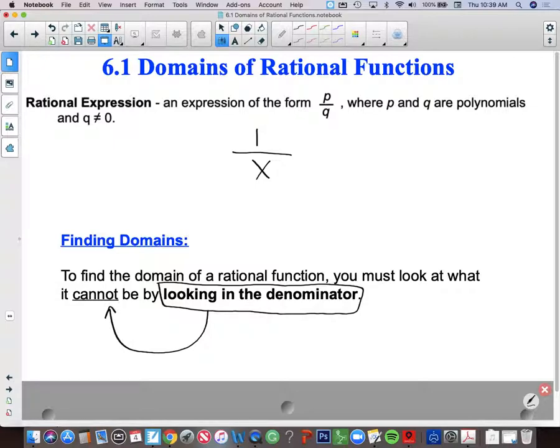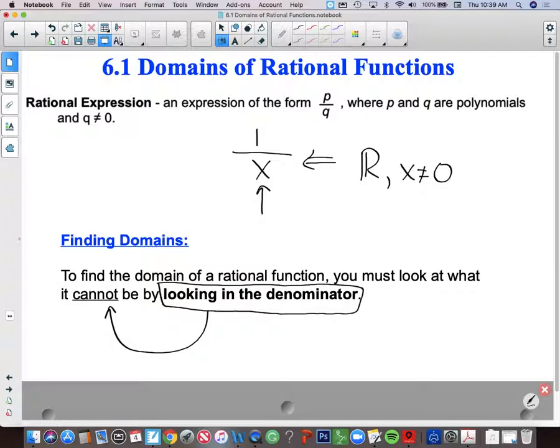Most of the time, it's all real numbers except for something. So it'll be everything except for x cannot be something. So for this one up here, this would be all real numbers, but x cannot be 0, because if I put a 0 down there, think of what's going to happen. If you put 1 divided by 0 in your calculator, you're going to get an error. It says cannot divide by 0 in all capitals. Okay?